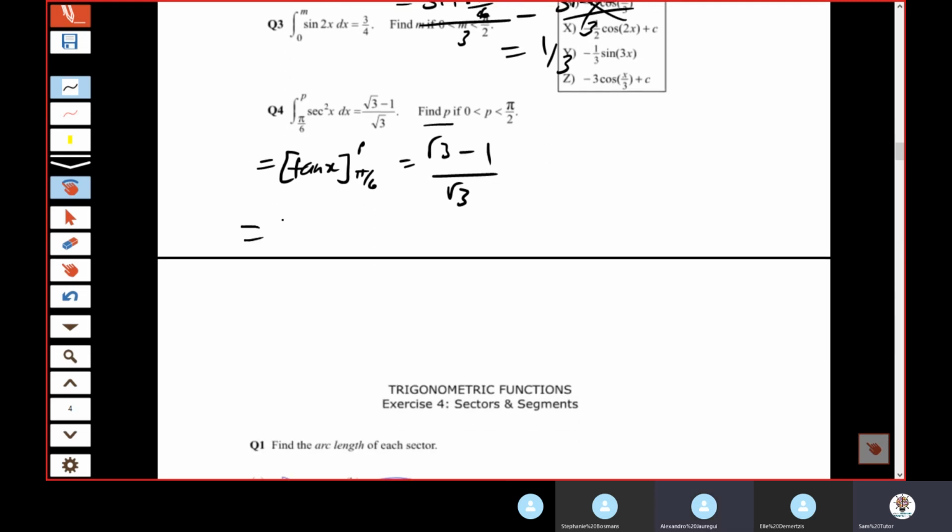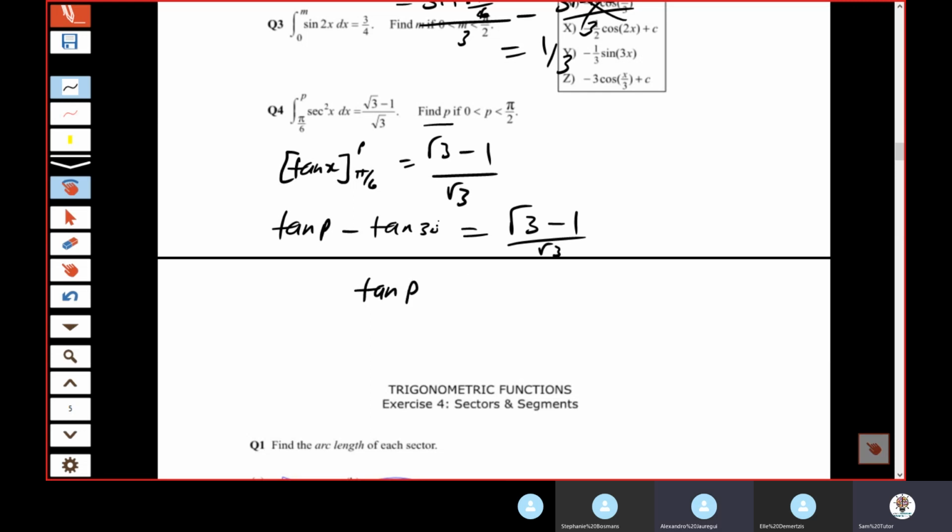Then you sub in p. So tan p minus tan 30 degrees must equal, well, you don't want to keep too many equal signs. Maybe up here. Tan p minus tan 30 equals root 3 minus 1 on root 3. What's tan 30? You'll plug that into your calculator. Do the same thing, Alex. Tell me the answer for what your tan 30 is.